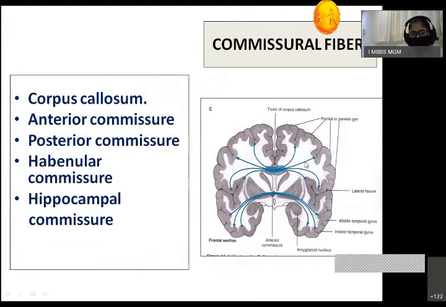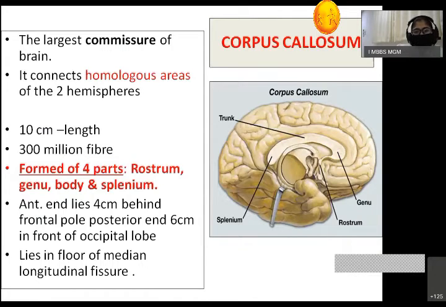Identical areas of the two cerebral hemispheres are connected by commissural type of fibers. Examples of commissural fibers are corpus callosum, anterior commissure, posterior commissure, habenular commissure, and hippocampal commissure. Apart from this, we are going to study corpus callosum in detail. Sometimes there is also a short note on this, so it is important for your exam purpose.